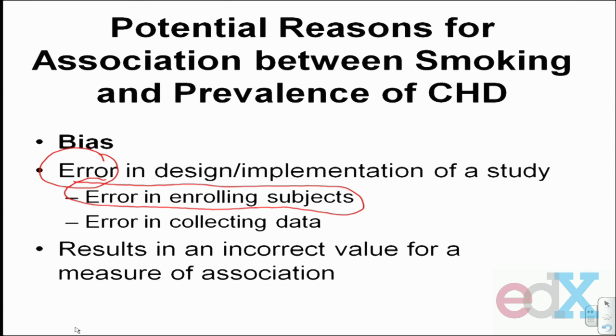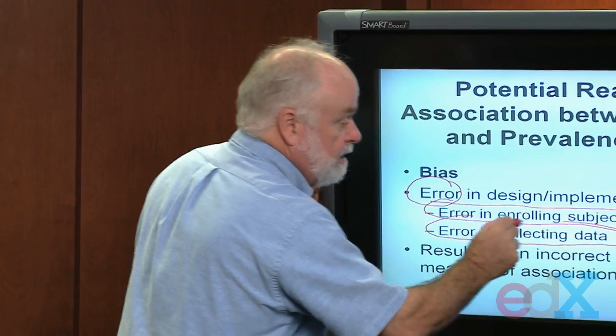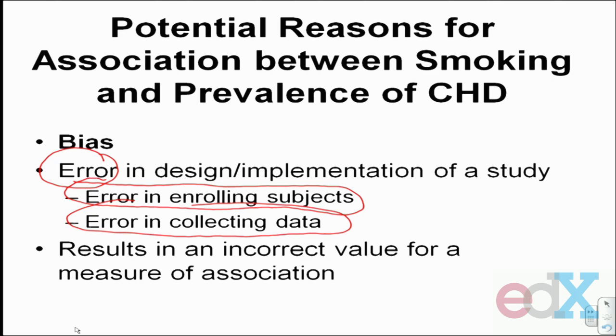The other type of bias is collecting the wrong information. Maybe you're making mistakes when you collect information in a study. That's errors in data collection, measurement. And that means from the get-go, again, you're going to get a wrong answer, a wrong conclusion from your study because you're collecting incorrect information on people. So what bias means is you're going to get an incorrect value for your measure of association, your risk ratio, your odds ratio, or in the example we're looking at, the prevalence ratio.